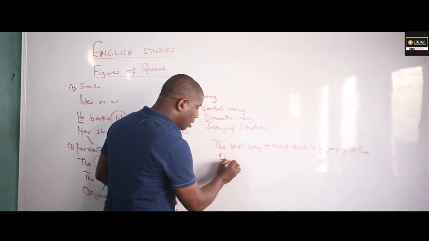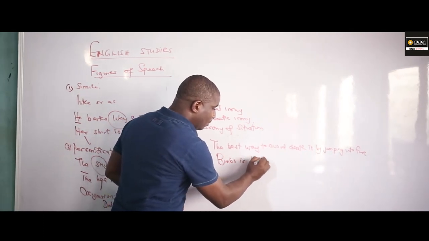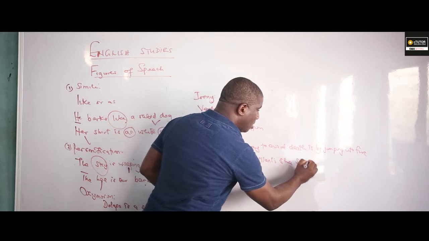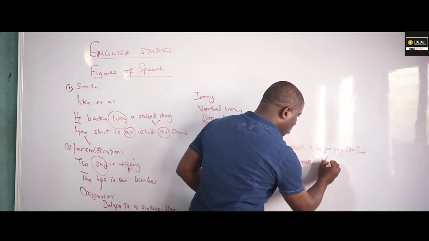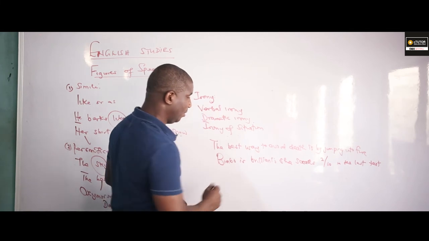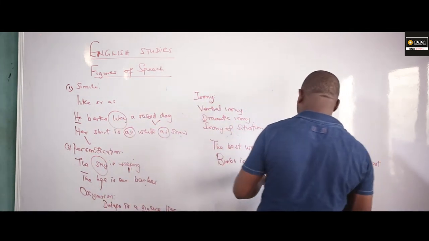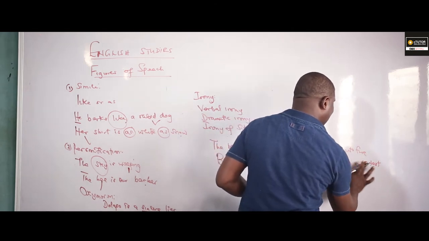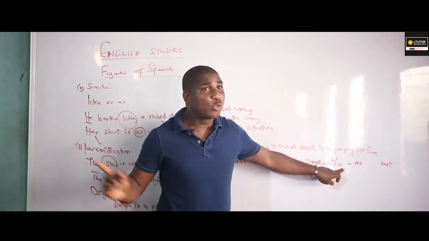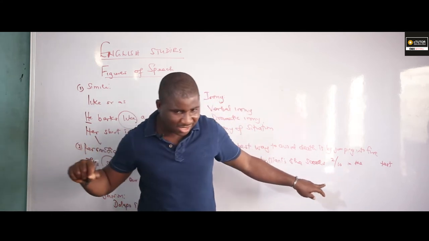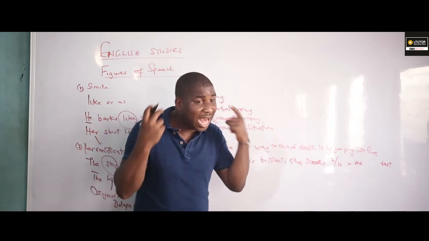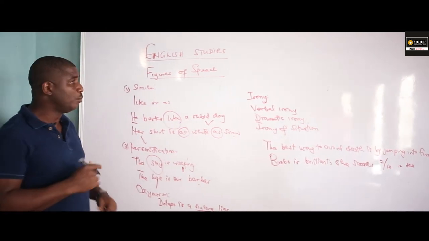Bimbo is brilliant. She scores 2/10 in the last test. Now listen. How can a brilliant student score 2/10? Of course, I'm talking ironically. I mean the opposite. Am I communicating? Yes, sir. Invariably, I want to say Bimbo is what? Dull. It's not academically sound. Do I seem to be communicating? Yes. Okay.